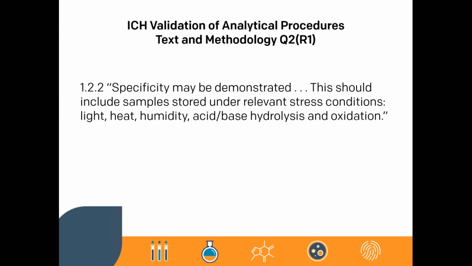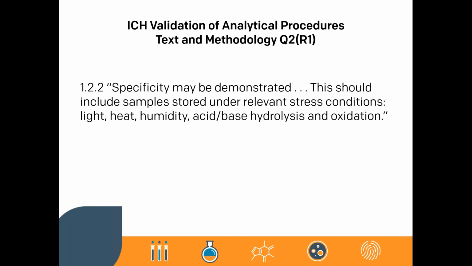Here, the next few slides, we present excerpts from ICH, USP, FDA, and guidance documents regarding specificity. The regulatory bodies require stress testing, and here we present those excerpts. And I wanted to give sort of chapter and verse from the location. But the other thing I want us to remember is that here it's talking about sample. This should include samples stored under relevant stress conditions. When they're saying sample, they're talking about specific formulations.